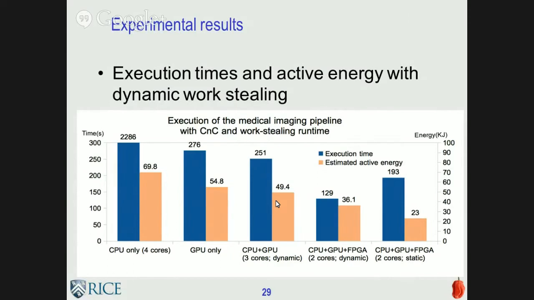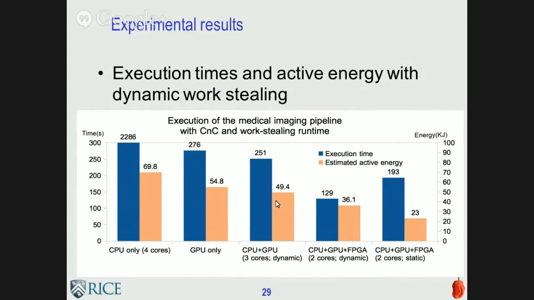And many people believe that the first path to having lower energy is to get the job done faster, race to halt. Then with hybrid CPU and GPU, you get a slight reduction, not a lot. But we're using 3 CPU cores because 1 CPU core is tied to communicating with the GPU. We don't expect this to be an issue in the future as we go to tens and hundreds of cores. Then if you use the dynamic schedule, we have 129 seconds.